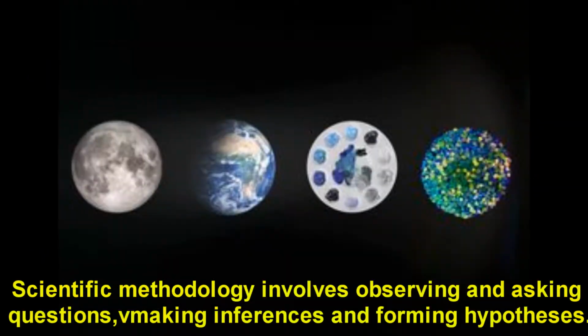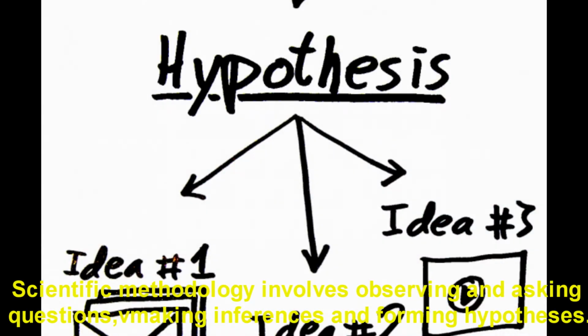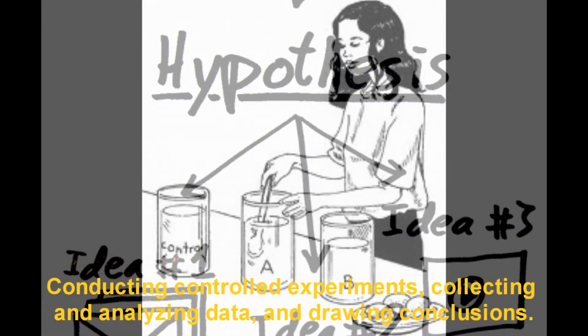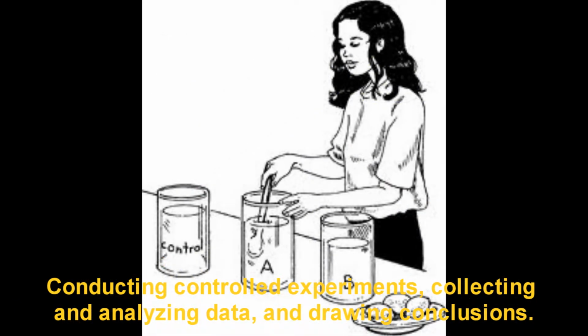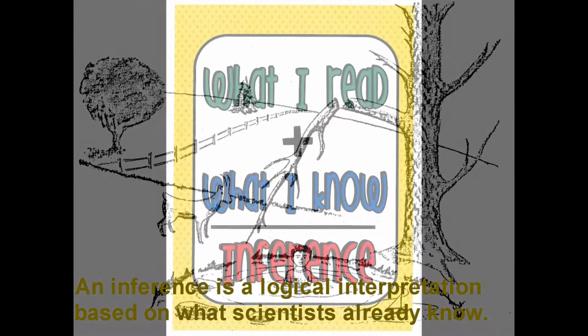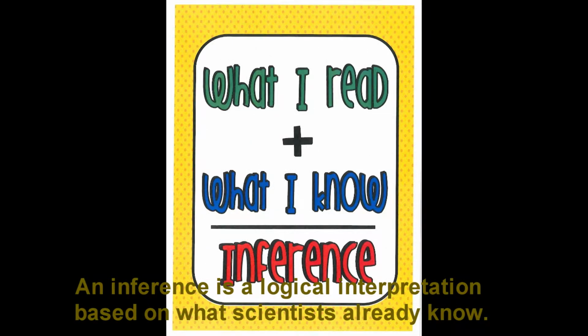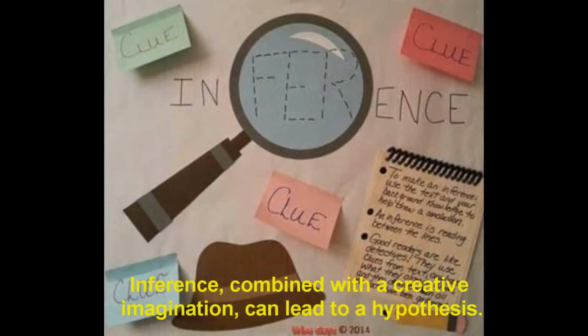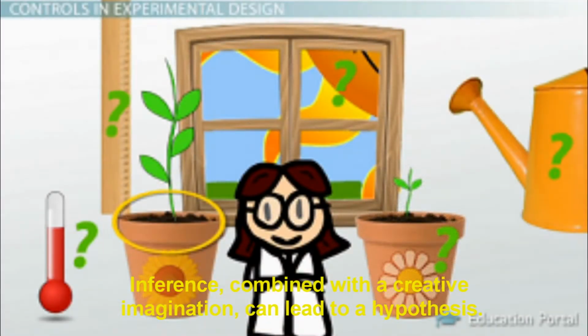natural events. Scientific methodology involves observing and asking questions, making inferences and forming a hypothesis, conducting controlled experiments, collecting and analyzing data, and drawing conclusions. Scientists use further observations to make inferences. An inference is a logical interpretation based on what scientists already know. Inference combined with a creative imagination can lead to a hypothesis.